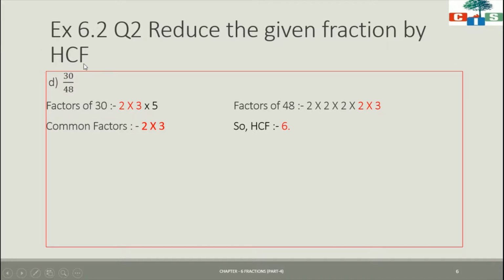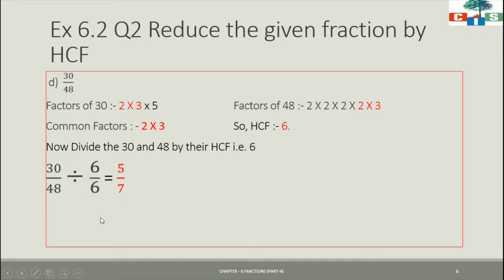So we have to divide the given fraction by its HCF, that is by 6. Okay, so we'll divide 30 upon 48 by 6. Why by 6? Because the highest common factor of 30 and 48 is 6. So when I divide 30 by 6, I will get quotient 5, because 6 fives are 30. And when I divide 48 by 6, I will get quotient 7. Why? Because 6 sevens are 48.